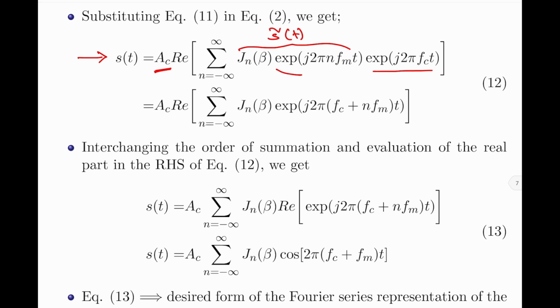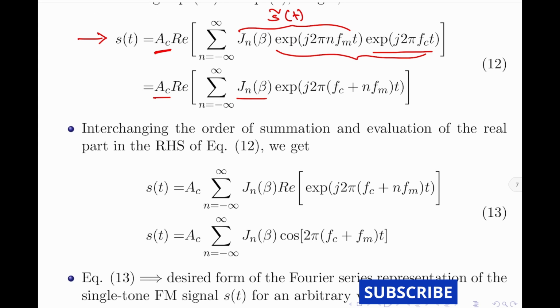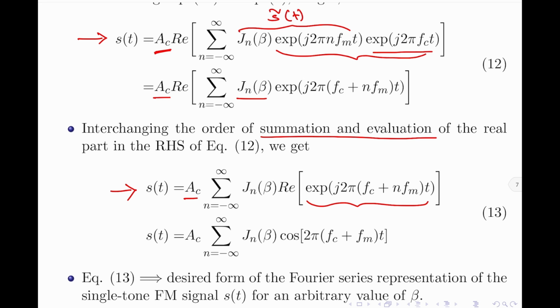In the next step, I am once again going to combine these two exponential terms. So, the answer would be A_c into real part of summation J_n of beta into exponential of j 2 pi (f_c plus n f_m) into t. Let us now interchange the order of summation as well as evaluation, and thereby we identify s of t as A_c summation J_n of beta into real part of exponential of j 2 pi (f_c plus n f_m) into t.